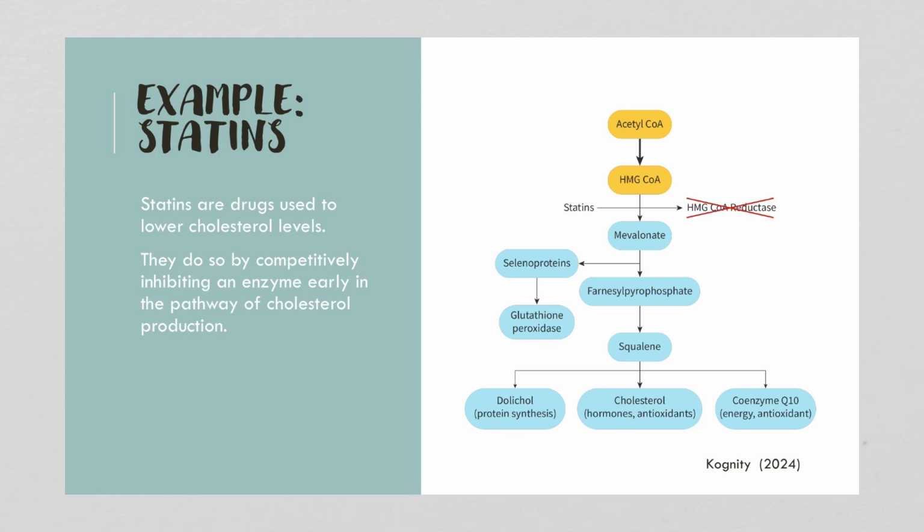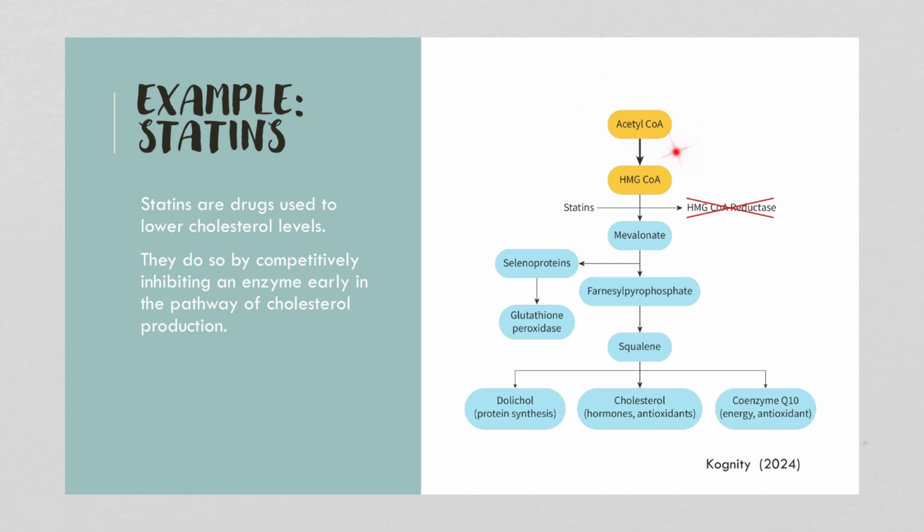Again, we're supposed to look at practical examples of inhibition. One example would be statins. Statins are drugs that are used to lower cholesterol levels. They bind competitively to an enzyme early in the pathway of cholesterol production, so it stops this enzyme right here, right at the beginning.